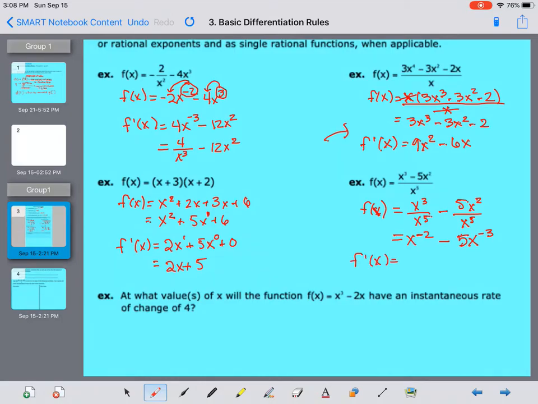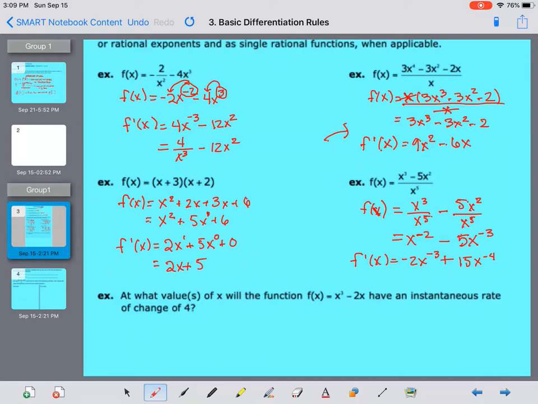Okay. Power rule says to bring that power in front and subtract 1, so negative 2 minus 1 gives us negative 3. Negative 3 times 5 gives us a negative 15, which is going to change that to a plus. And when I subtract 1, I get a negative 4.